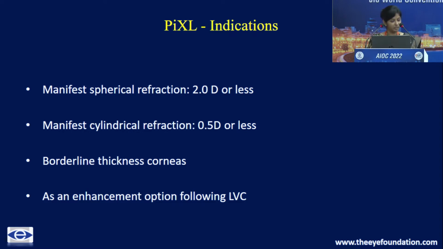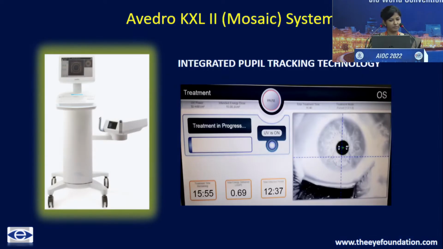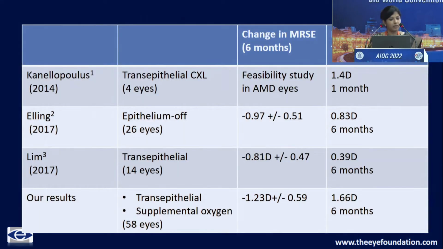And other major indications for this could be any topography with borderline thickness, or any case where laser vision correction is going to be a little dicey, or as an enhancement option following laser vision correction in patients with a low residual or low regression values. Again, there have been multiple studies done with both epithelium off and transepithelial approaches, and there has also been a study at our center, and all of them have shown good flattening.